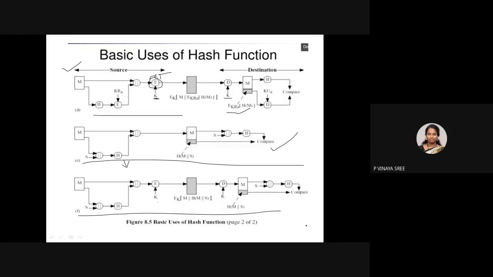Okay, so this completes your MAC and hash function. For the next class we will be discussing hash algorithms.